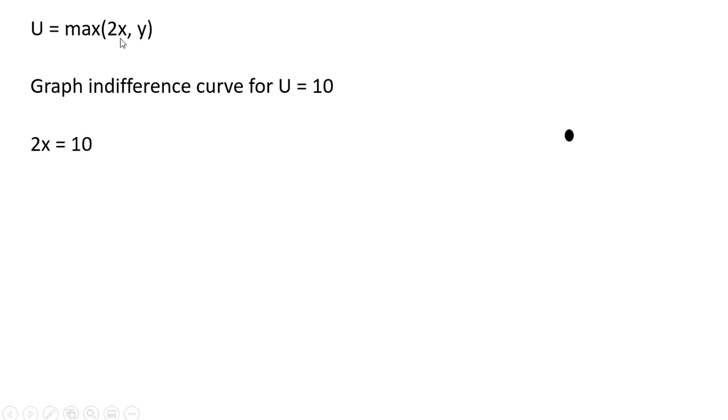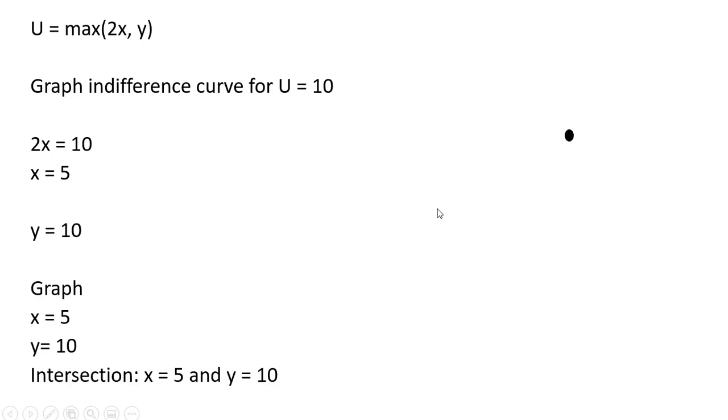So we're going to take this 2x and set it equal to 10. Solve for x equals 5. And then we're going to take this second term here, in parentheses y, and set that equal to our level of utility, so y equals 10. And we're just going to graph this x equals 5 and y equals 10.